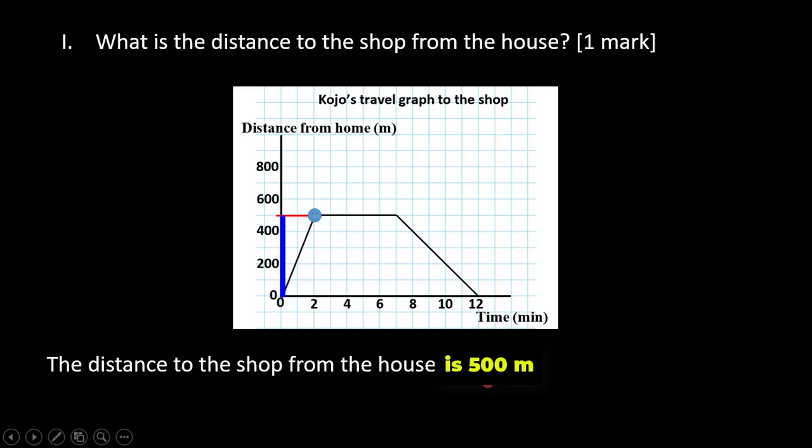So in other words, the distance to the shop from the house was simply 500 meters. I hope that is clear. Let's move to the second question and consider it from there.